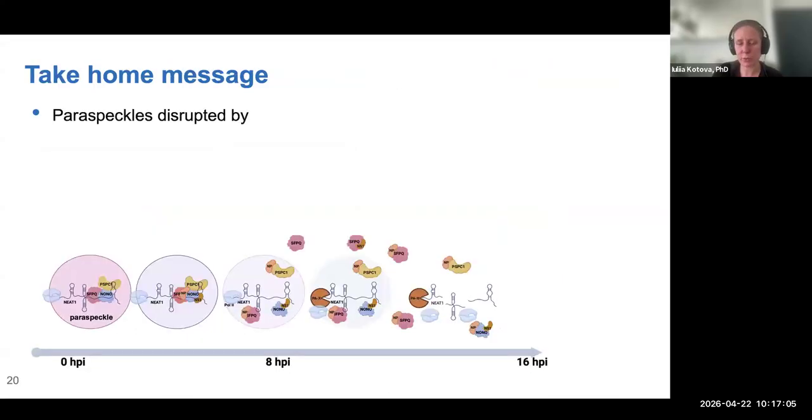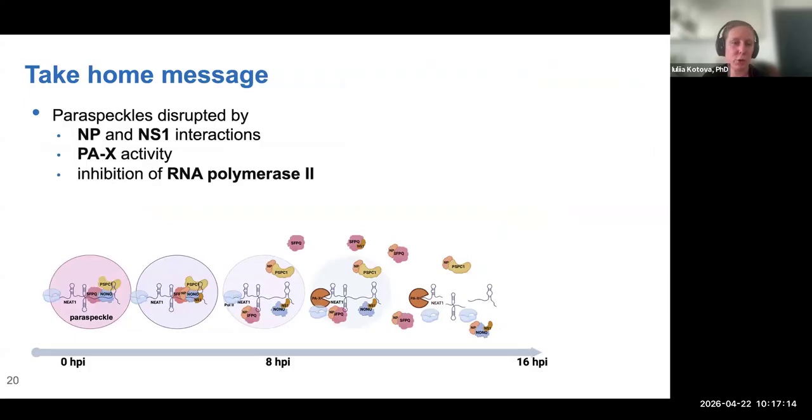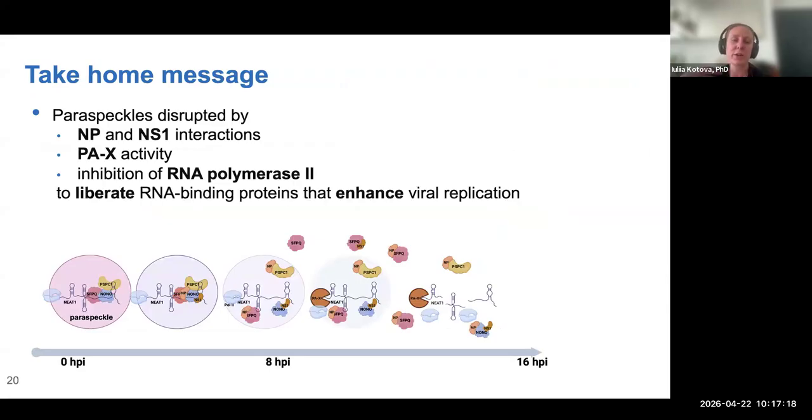So we think that through different mechanisms, through direct interactions with NP and NS1, through the activity of its endonuclease protein, and through the inhibition of POL2 late in the infection, influenza virus actually disrupts the paraspeckles in order to release some other proteins such as SFPQ that are necessary to enhance viral replication.